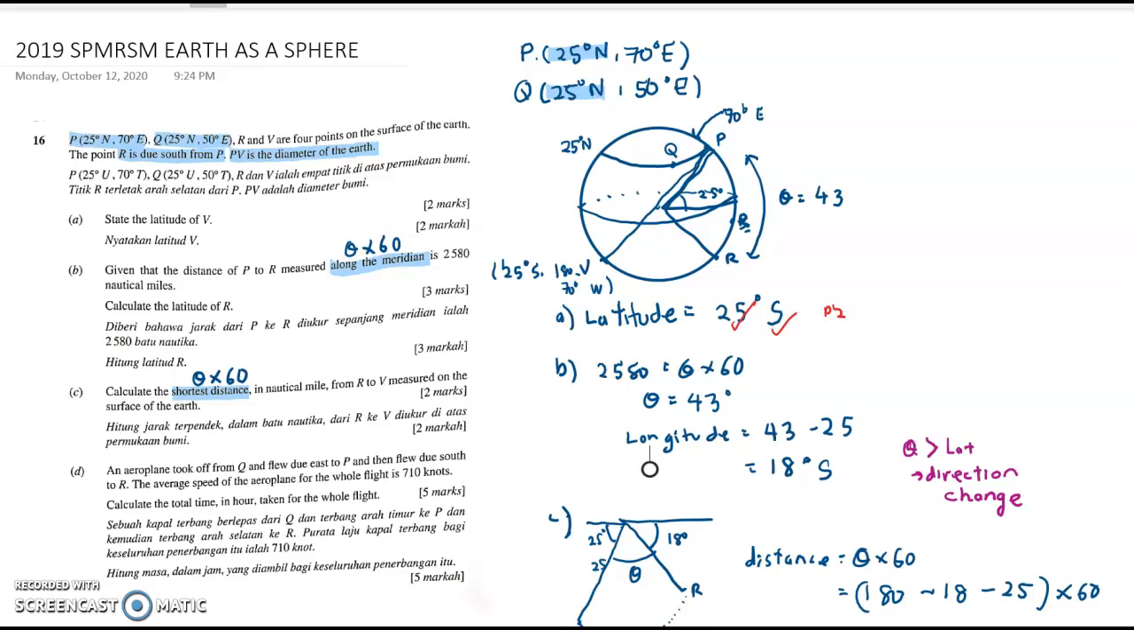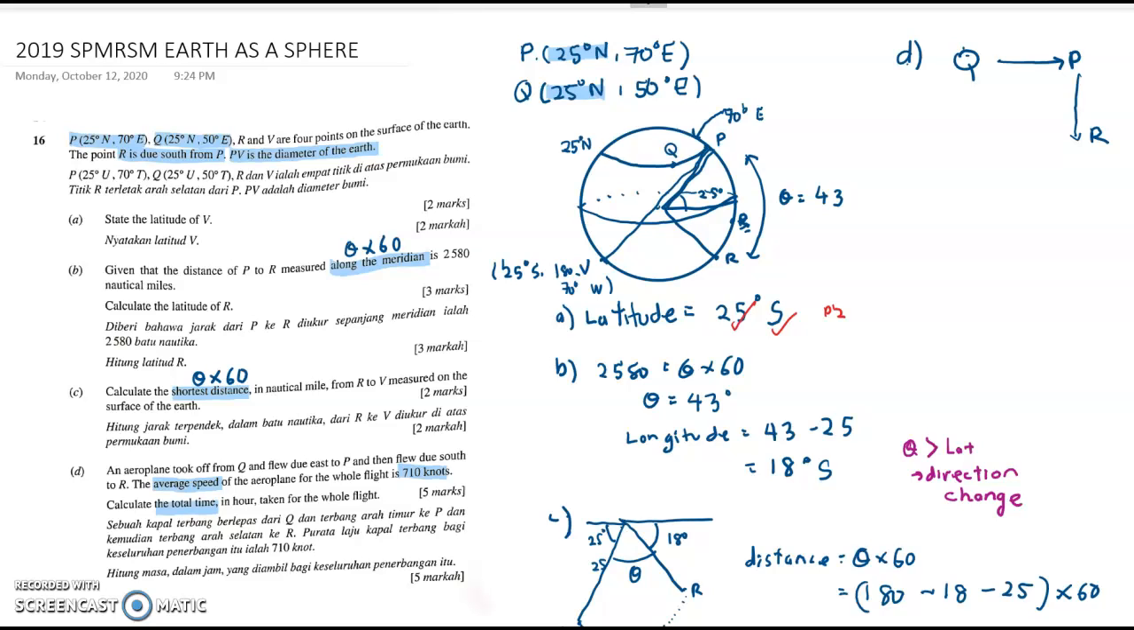So, an aeroplane took off from Q. Can I do it here? It will be easier. Okay, so took off from Q. So we see our Q is here. Took off from Q and then flew due east to P and then flew due south to R. So the average speed of the airplane for the whole flight is 710. So that is our information. And we need to find the total time.